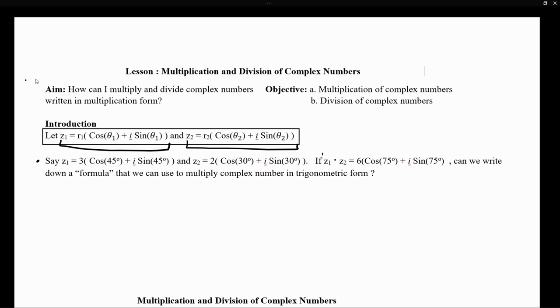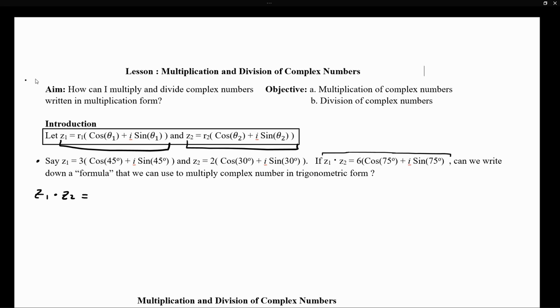And now take a look at this conclusion here. We're saying if we were to multiply these two complex numbers, then my result would have been 6 cosine of 75 plus i sine of 75. So here I'm already giving the conclusion. So now the question is, what happened? Can we write down a formula that we can use to multiply complex numbers? So what exactly happened when I multiply these two complex numbers? Because if I get this complex number and I multiply it by the second complex number, this is my result.